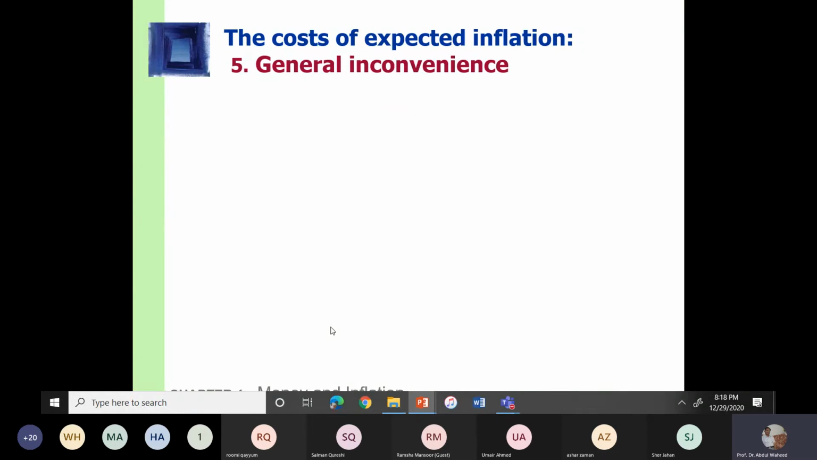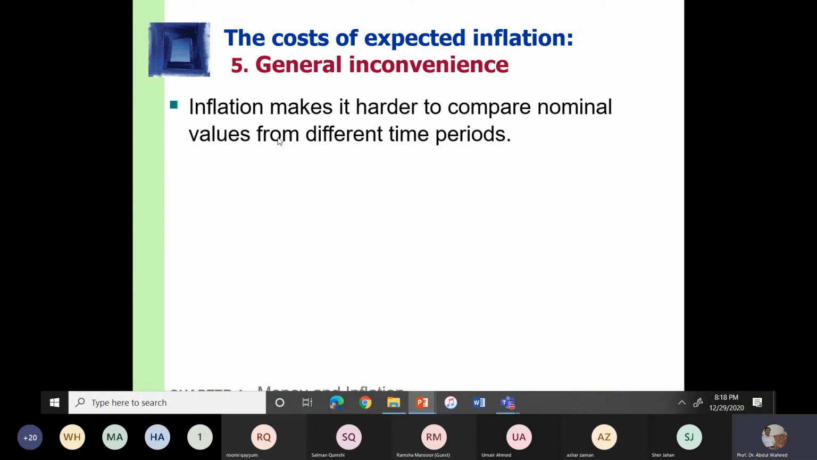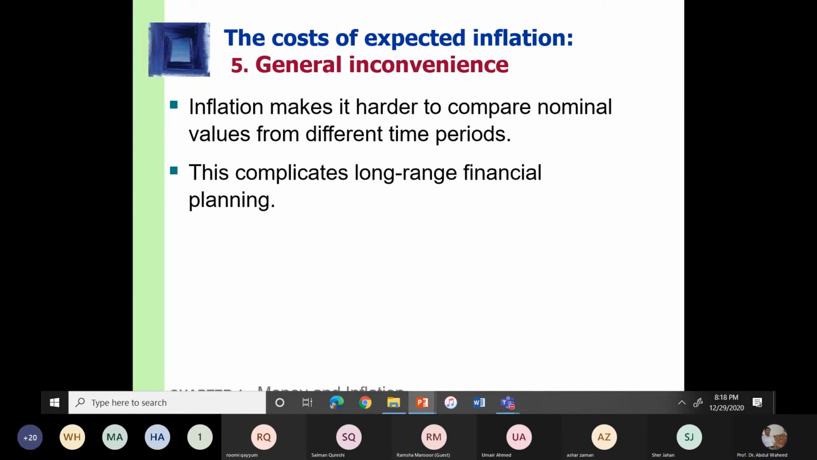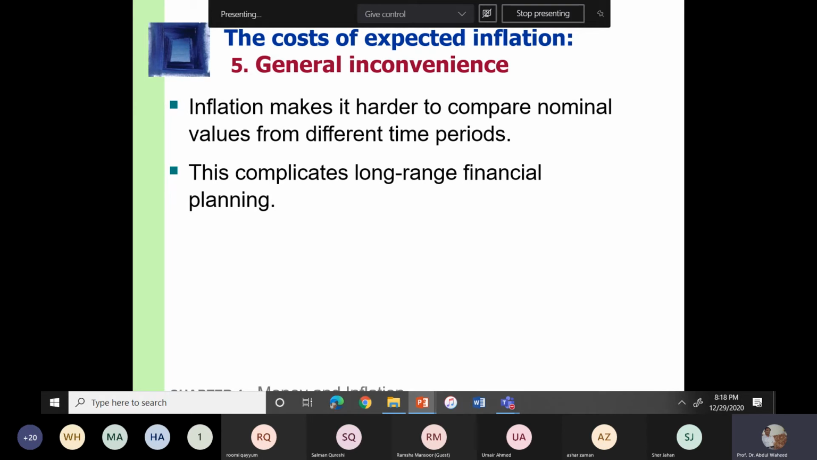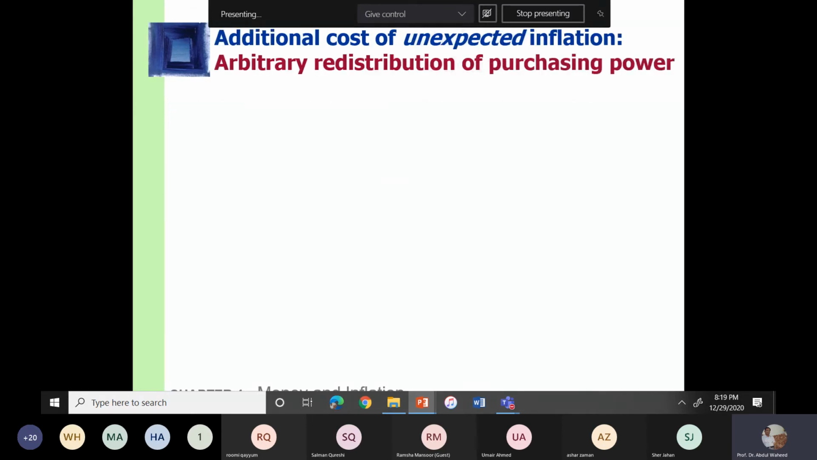And there is general inconvenience. Inflation makes it harder to compare nominal values from different time periods. This complicates long-range financial planning. So it will be difficult to do financial planning if there is high inflation in the economy.